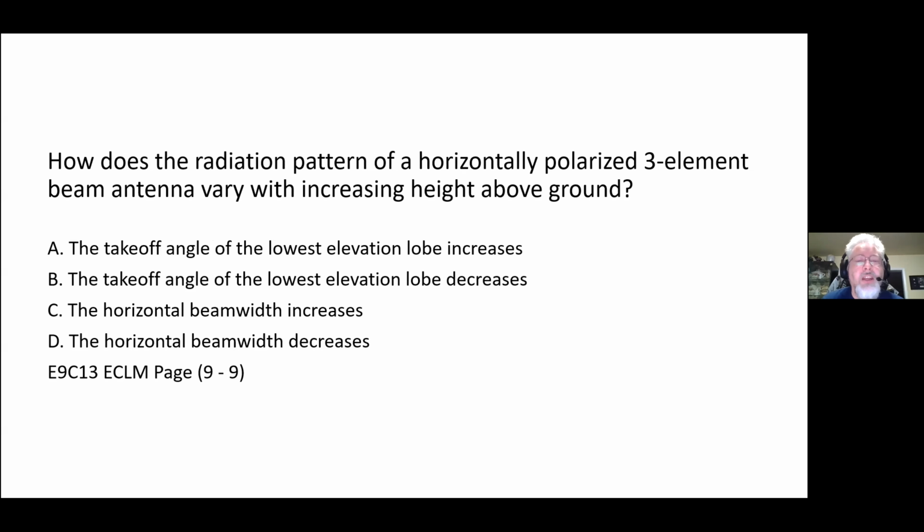How does the radiation pattern of a horizontally polarized 3-element beam antenna vary with increasing height above the ground? A, the takeoff angle of the lowest elevation lobe increases. B, the takeoff angle of the lowest elevation lobe decreases. C, the horizontal beam width increases. Or D, the horizontal beam width decreases. Bravo. Correct, the answer is Bravo. The takeoff angle of the lowest elevation lobe decreases.